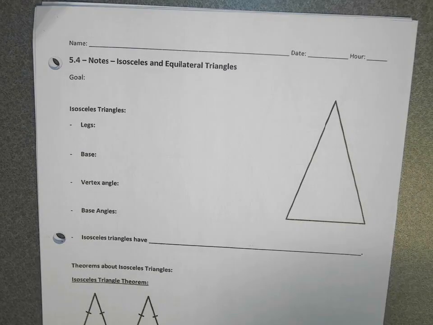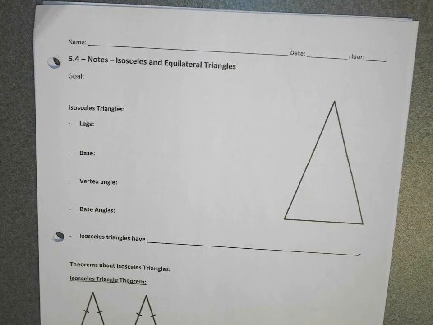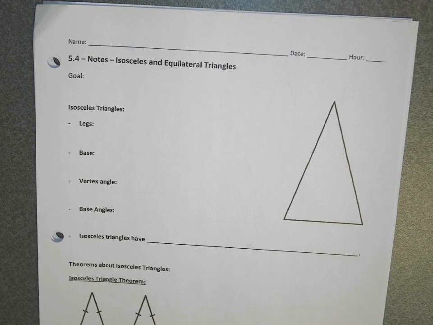All right, so 5.4 notes is that we're going to talk about isosceles and equilateral triangles. Those vocab words should sound familiar. We have mentioned them. We haven't learned many properties about them, but we have learned a couple.